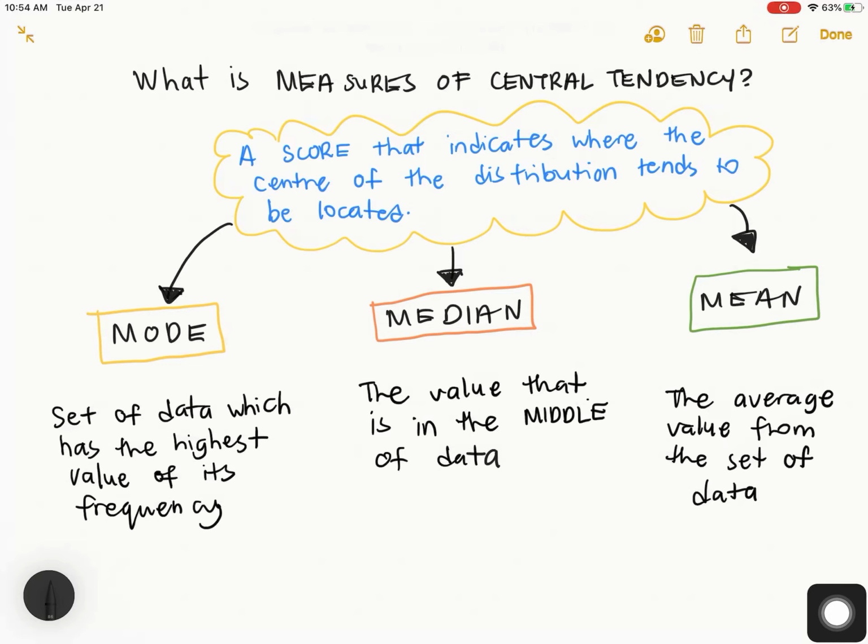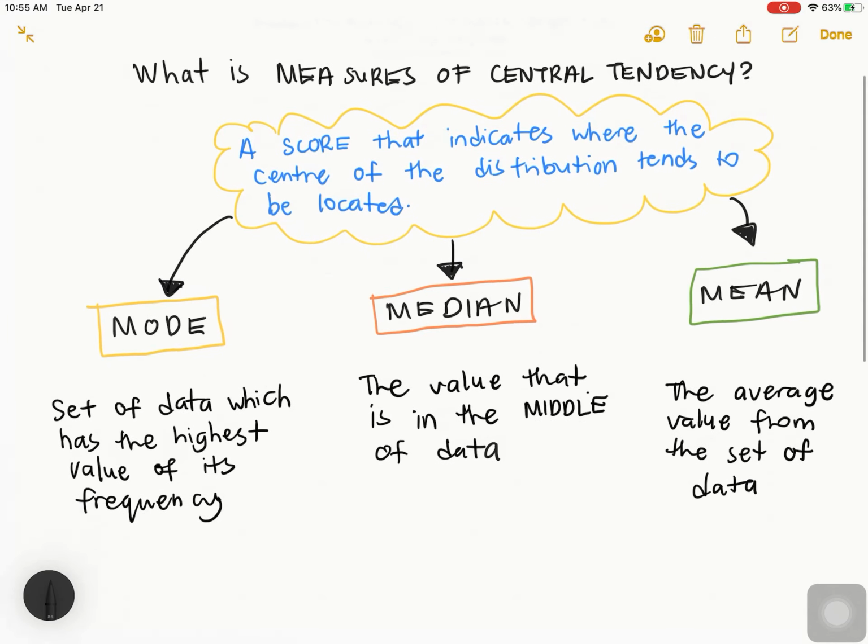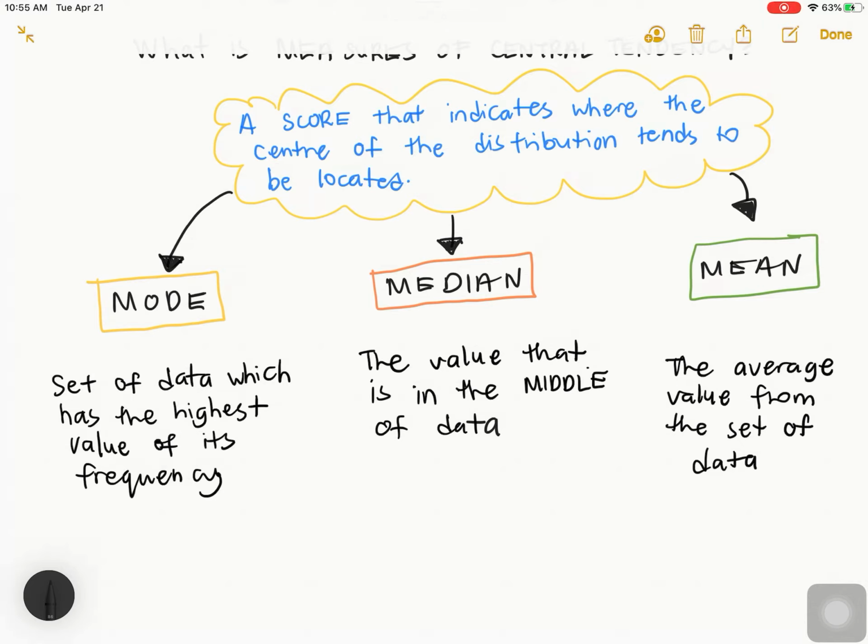The first thing I said is that central tendency has to do with data. So what is measures of central tendency, by the way? Measures of central tendency is a score that indicates where the center of the distribution tends to be located. In central tendency, there are only three very important things. First is the mode. Mode is the set of data which has the highest value of its frequency. So that is the mode, the highest frequency. If you have data that shows the highest frequency, then it is the mode. Later I will show you an example of mode.